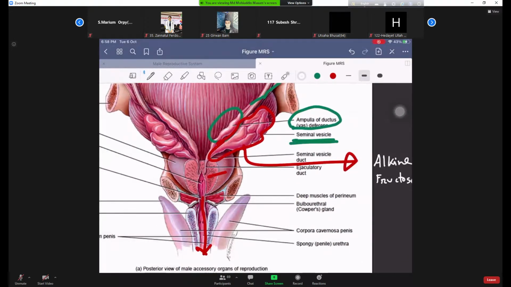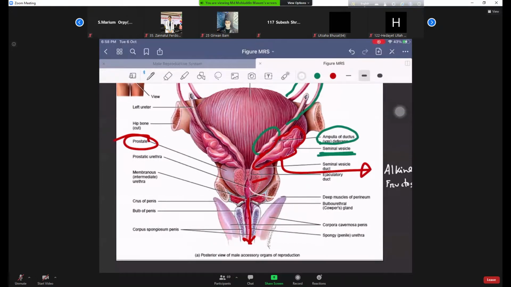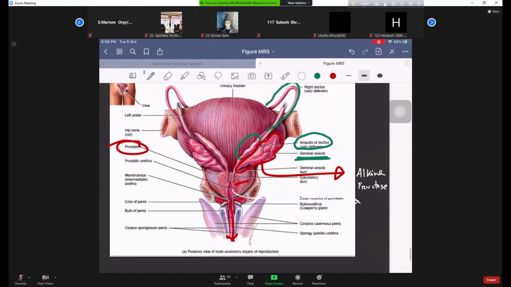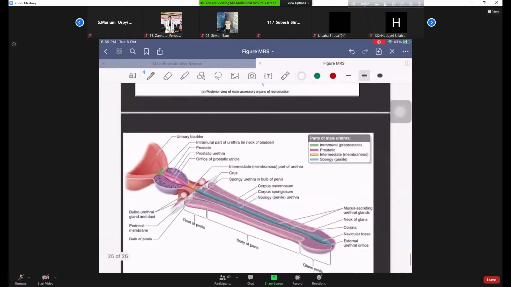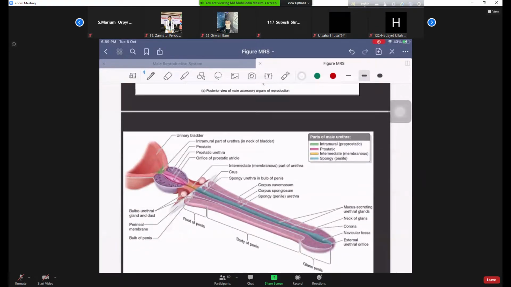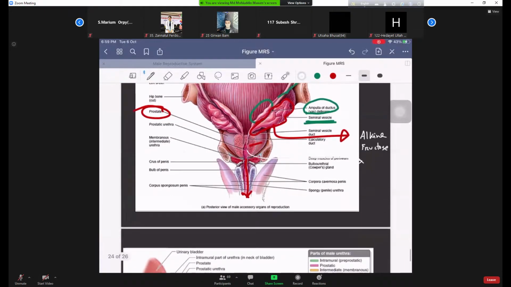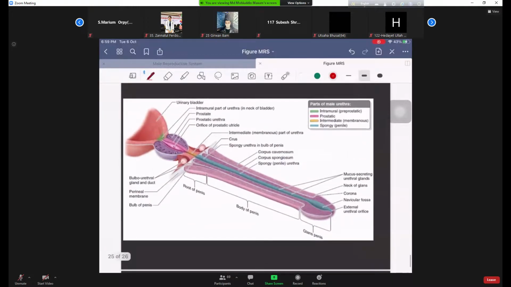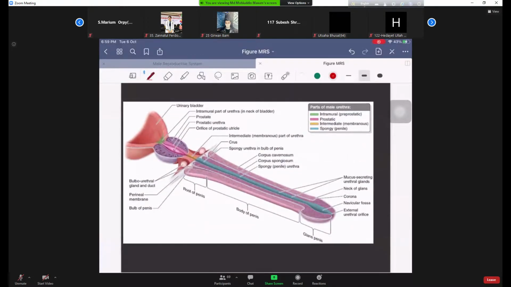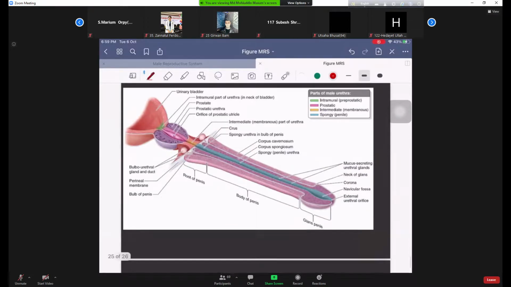Then the prostate. The secretion of the prostate is called prostatic fluid. Another important thing is that there are some glands in this region, the bulbourethral glands. They will also secrete some alkaline fluid to neutralize the acidic environment of the urethra, and some lubricating secretion. And this is the part of the male urethra. I think you have learned about this well, so I'm not going into detail about it.